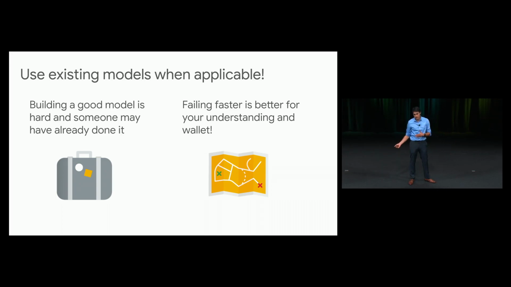The other reason you'd want to do that is that failing faster is just better. If you try to use an existing model and it doesn't work for you, you've learned something and you've made progress. If you are just trying to do this from scratch, you can invest a lot of time just to find out that what you're doing is the wrong approach.